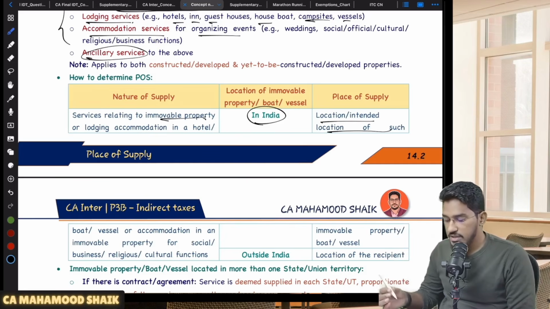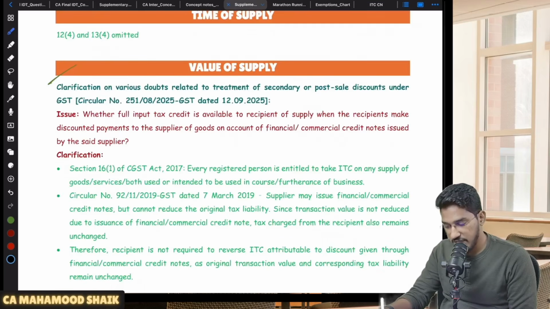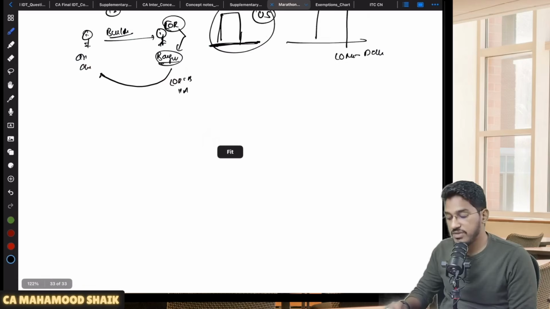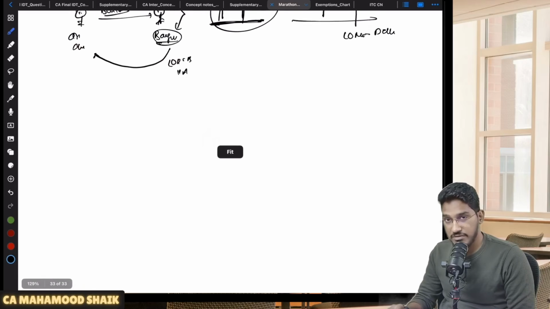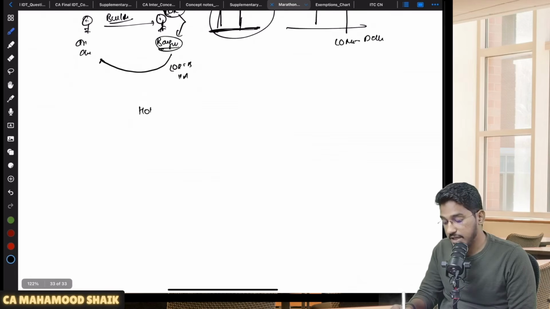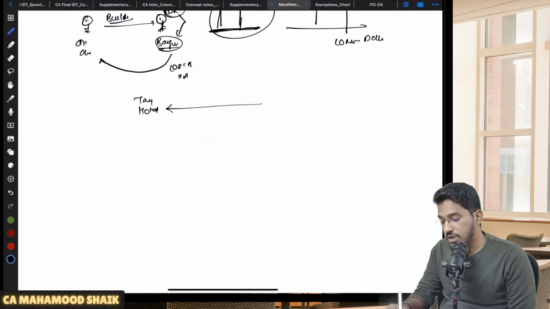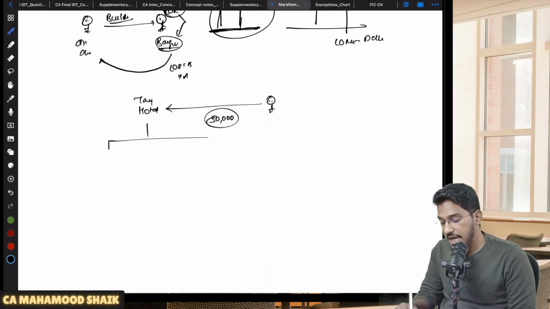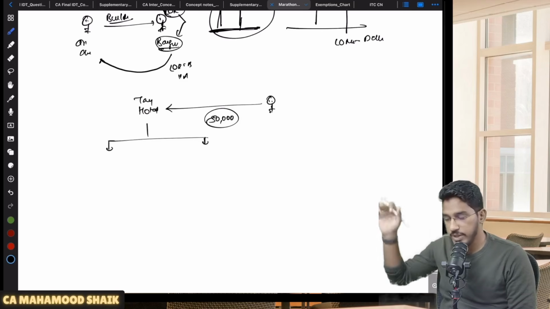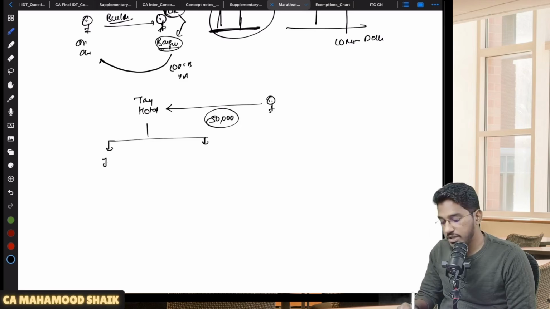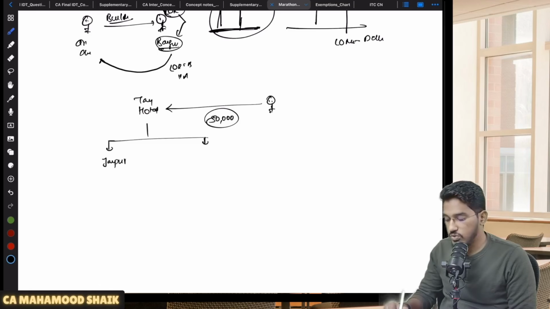Understood? Now, there are few special cases which we need to learn here. Sometimes the place of supply can fall in multiple states. Let us say, for example, I'm going to Taj Hotel, and I'm booking accommodation. For that accommodation, I'm paying some 50,000 rupees. For example, I'm going for a North India trip. So for this 50,000 rupees, they will give me accommodation at Jaipur also, at the Taj Hotel chain. And at the same time, I'm going to Delhi as well. In Delhi also, they will give me accommodation.